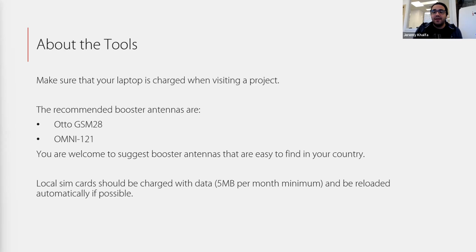About the local SIM cards I mentioned previously, the monitoring system in general, even for water monitoring, does not consume a lot per month. We need at least 5 megabytes per month. I think the basic package in every country is 100 megabytes. So just make sure it's possible to reload the data automatically, or at least remotely.